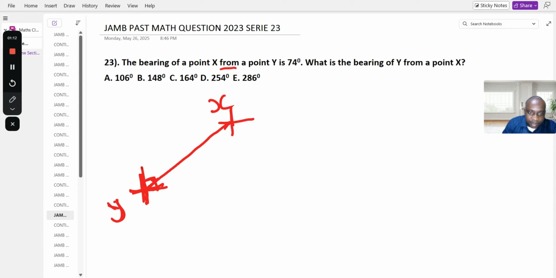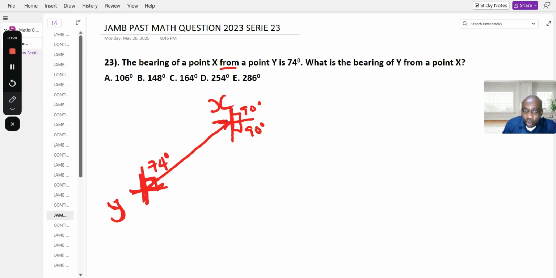From here to here, it is what? 74 degrees. That's what the question says, from Y to X, 74. Now the question is asking us, what is the bearing of Y from the point X? What is the bearing for these lines to move here? If you look from here to here, you know it's 90 degrees. From here to here is another 90 degrees, isn't it? And this one from here to here is 74.